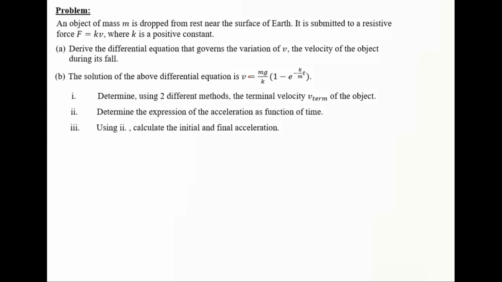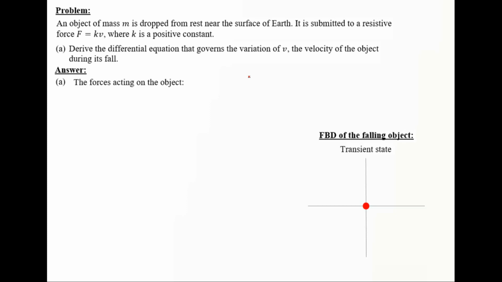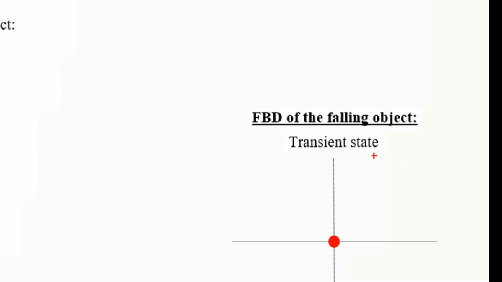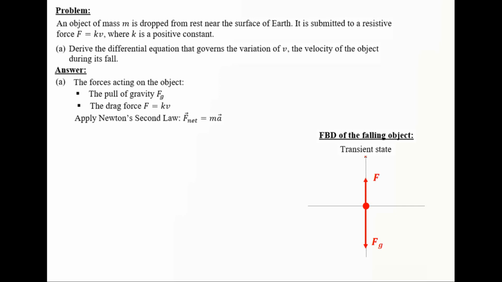Then let's do that. We know that differential equations are obtained from big laws like Newton's second law. Now, in order to resolve Newton's second law, we need to consider the forces acting on the object. Now, I considered the transient state. We have the pull of gravity, which is down. We have the drag force, which is up. And here we're going to apply Newton's second law. We have Fg plus F is equal to ma.